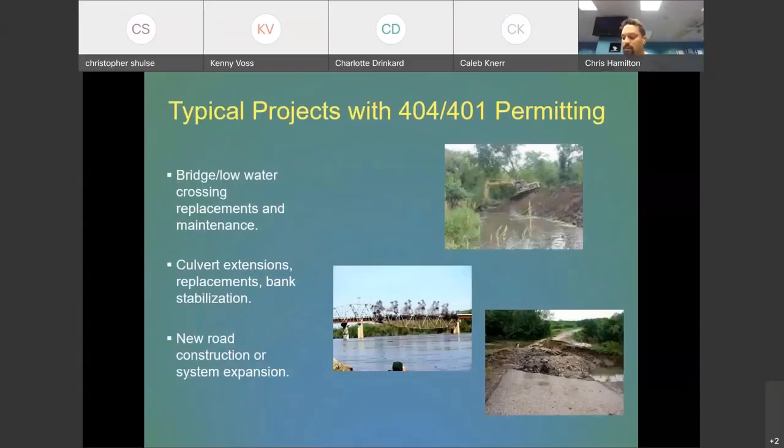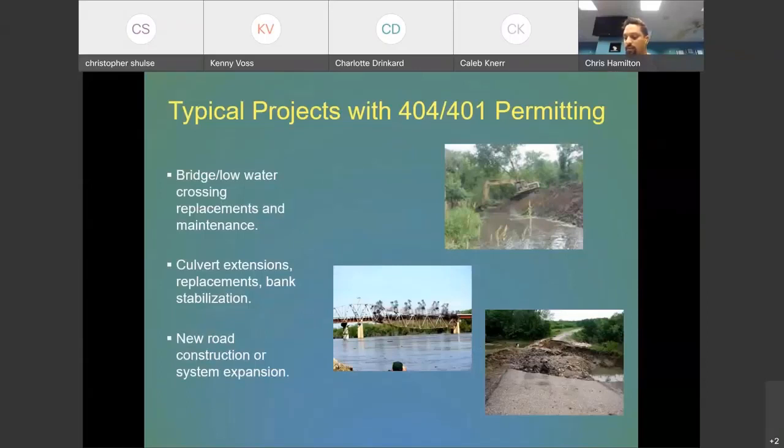So if we determine that the project is in fact going to impact a jurisdictional stream or wetland, we need to determine which 404 permit is appropriate for the project's impacts. Once that's been determined, we must submit permit paperwork to the U.S. Army Corps of Engineers. So in this, we're looking at bridge and low water crossing replacements, maintenance work, culvert extensions, replacements, bank stabilization, new road construction, or system expansion.